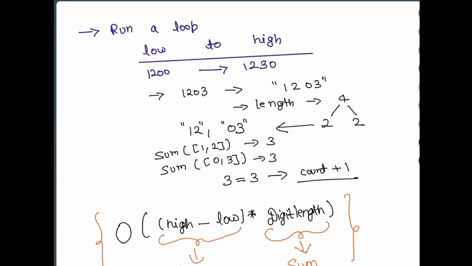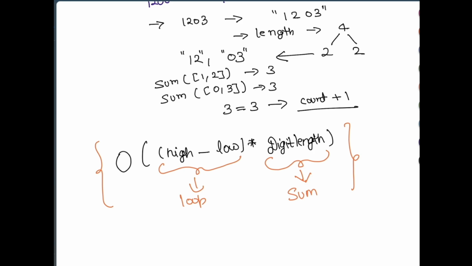Now this is a good solution for this problem, and it has a complexity of O of high minus low. That's the loop you are running, and digit length. Digit length because you are taking the sum of your digits, right? So the maximum digit length is 4, so this is going to be 4, right? Now this is fine for a small constraint, and in this question the constraint is that the maximum number is going to be 10 to the power 4. So this solution is fine.